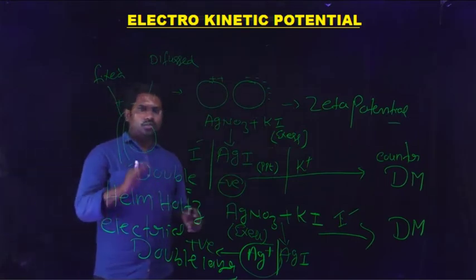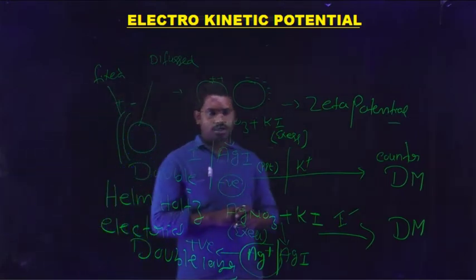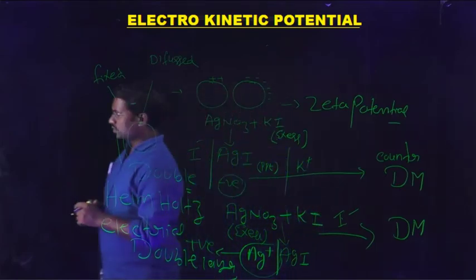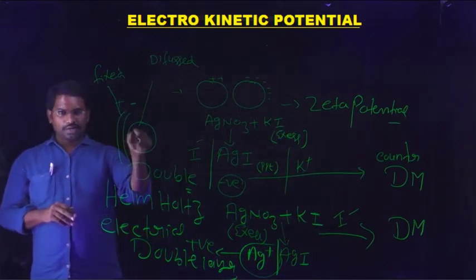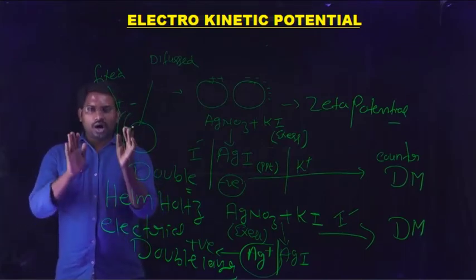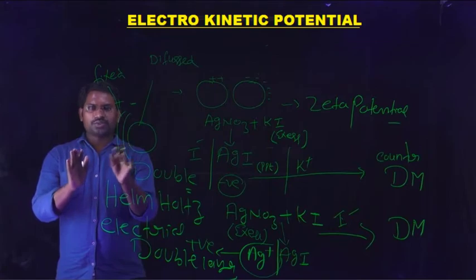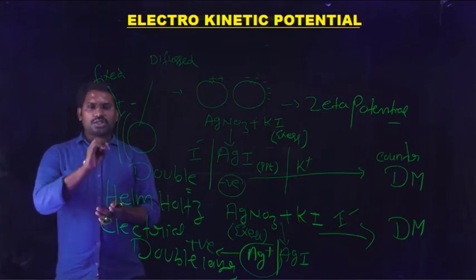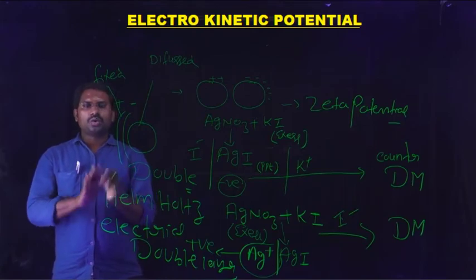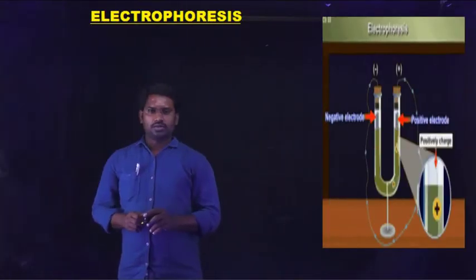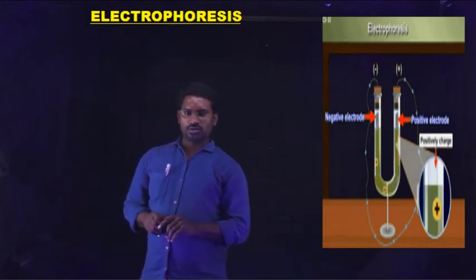So what does electrokinetic potential or zeta potential mean? For the two opposite charged layers surrounding a colloidal particle, the potential difference that develops between them is known as the electrokinetic potential or zeta potential. Another property of the colloidal solution is electrophoresis.